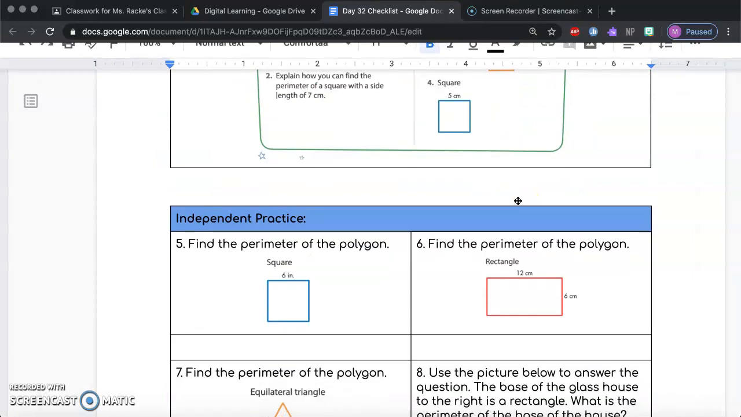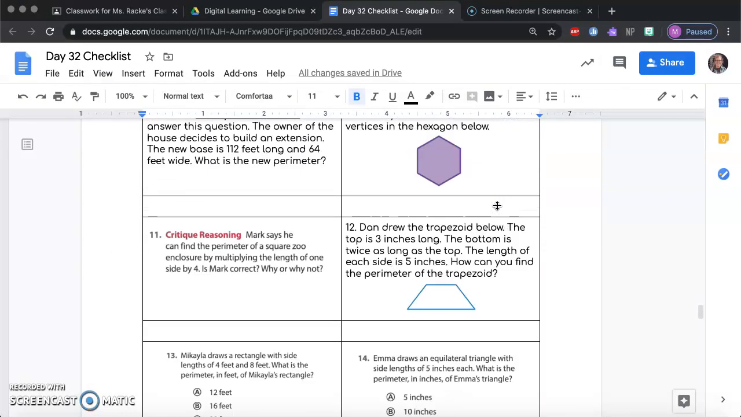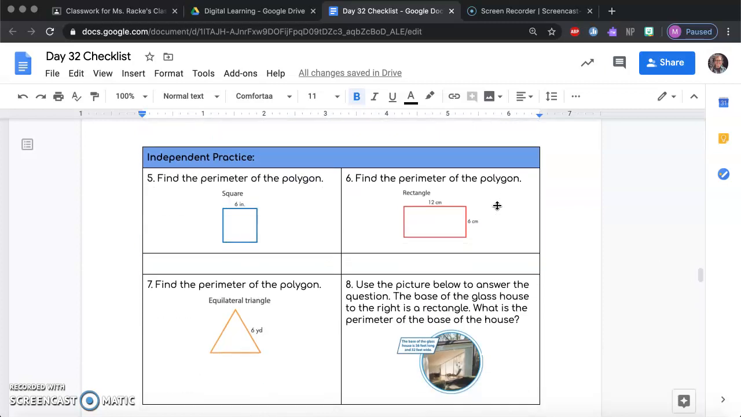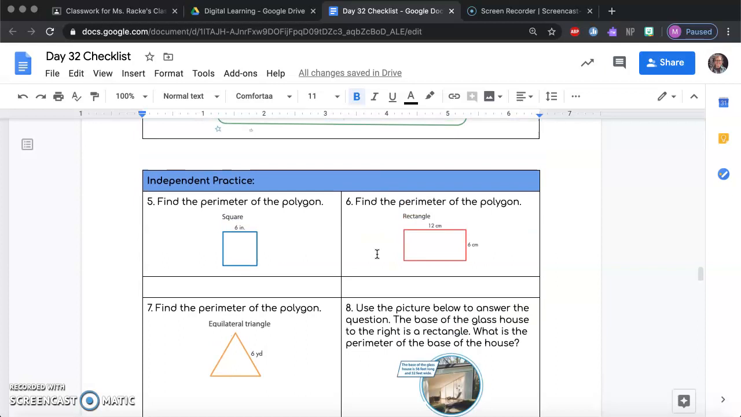So, using that knowledge, you now have some questions to answer independently. And while answering these questions, you can either use multiplication or use addition, or try both of them out. So find a strategy that is comfortable for you, but remember that you are finding the perimeter, which means the outside of the shape. You are not finding area. All right, good luck.